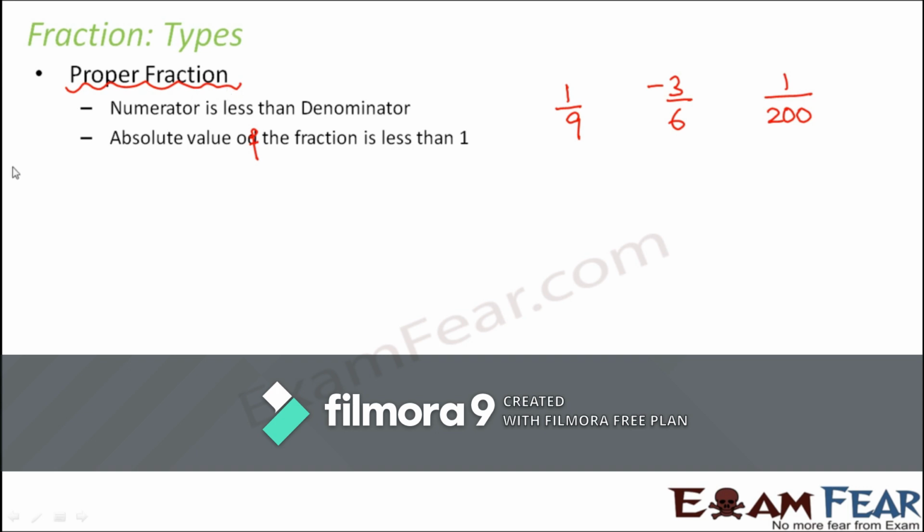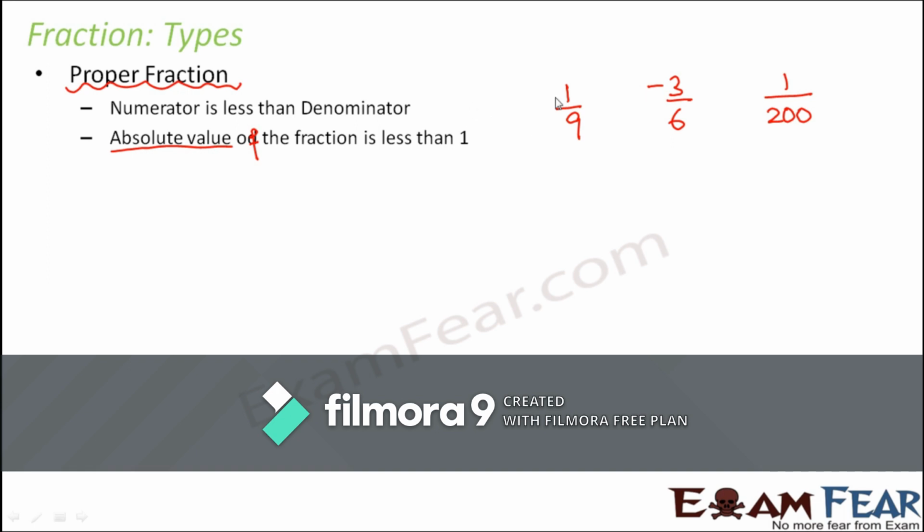What is the meaning of absolute value? Absolute value means non-negative value. The value without considering the sign. For example, here you have -3 by 6. If I ask you what is the absolute value of -3 by 6, the absolute value would be 3 by 6, because we have to ignore the sign. Whether it is a positive sign or a negative sign, absolute value is always positive.